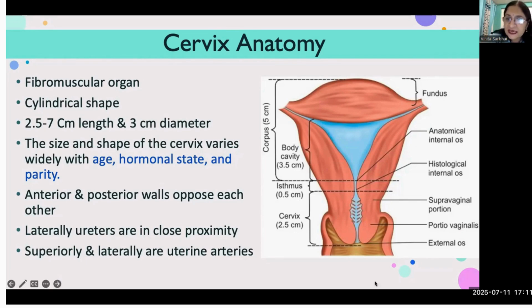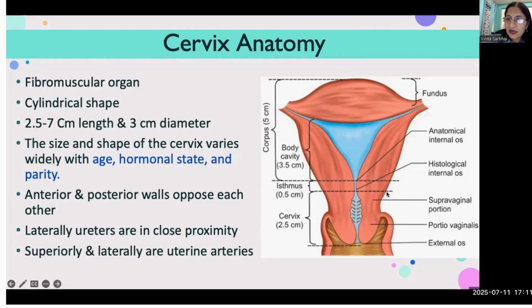So this size and shape, as I said, depends on the obstetrical history, the age of the patient, the hormones, and the parity of the patient. Generally, the anterior and posterior walls are closed. So there is no space in between the anterior and posterior wall.